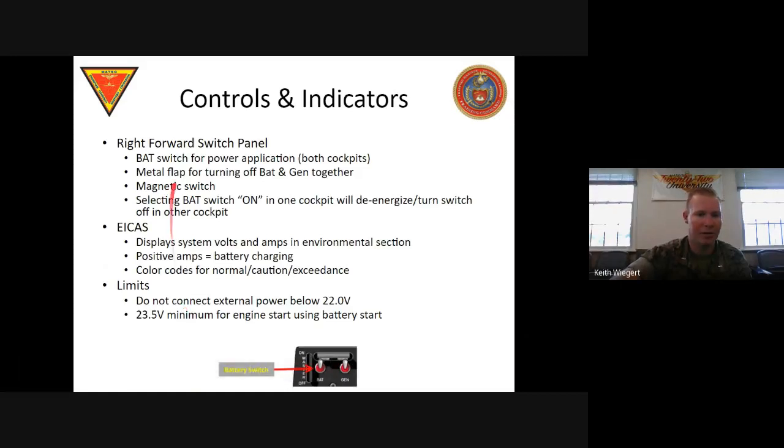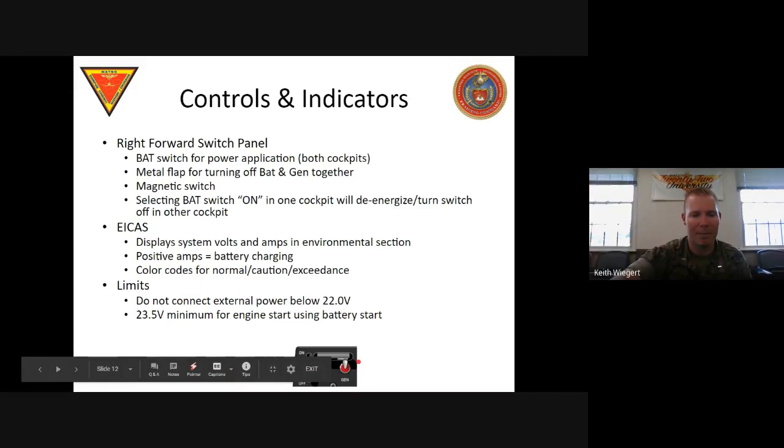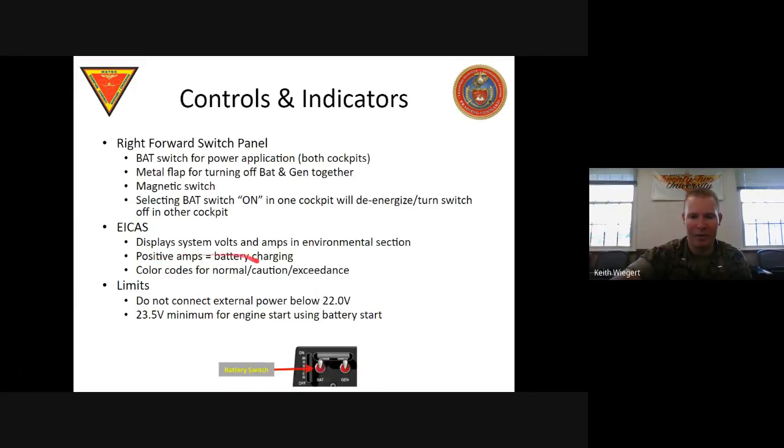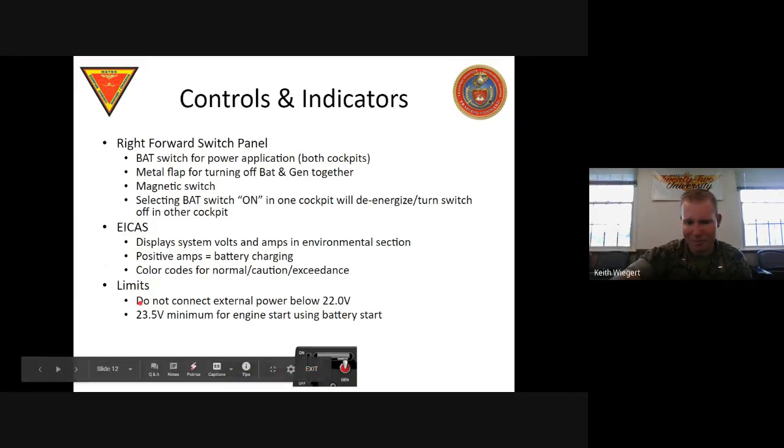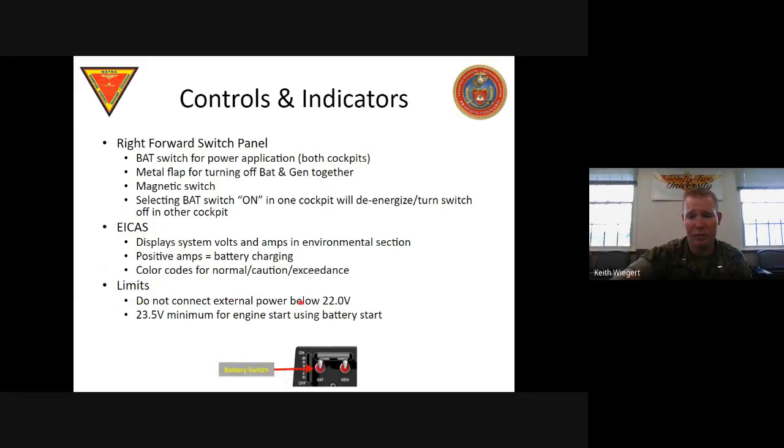Again, controls and indications. So it is a magnetic switch. We just talked about that. It's the same as a generator switch. It can only be on in one cockpit at a time. Anytime you've got positive amps, the battery is always going to be charging. You got your limits down here. Do not connect external power below 22 volts, right? Which is also the minimum battery voltage. You're not going to go fly below 22 volts.